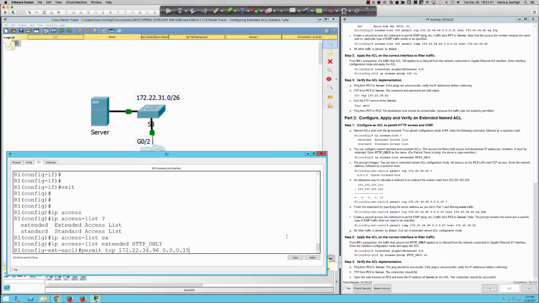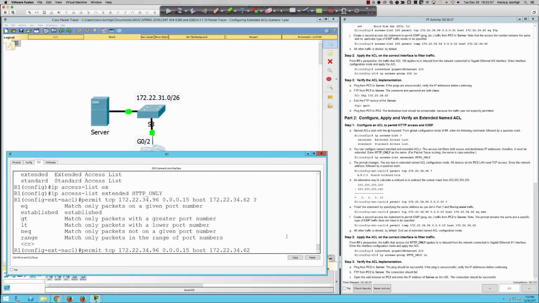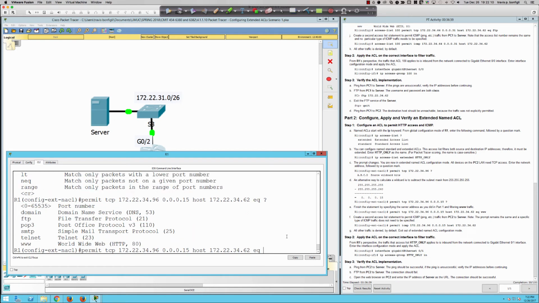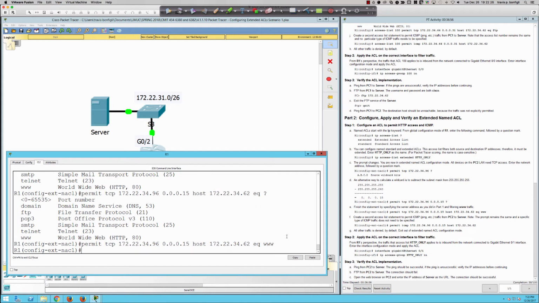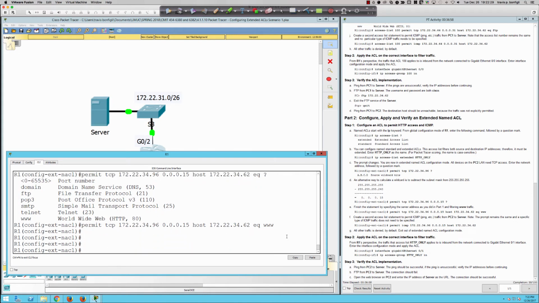So that's our from. So anybody on PC2 subnet is going to be able to use HTTP to hit host 172.22.34.62, and that is the server IP. Now, if I do a question mark here, you'll notice that we could still go out to the equal, but we wouldn't do that, right? Because we're just saying, and I'm sorry, I actually put the www in here first is what I wanted to do. So we do want to do equal. I was thinking we're at the ICMP piece. So equal www, right?